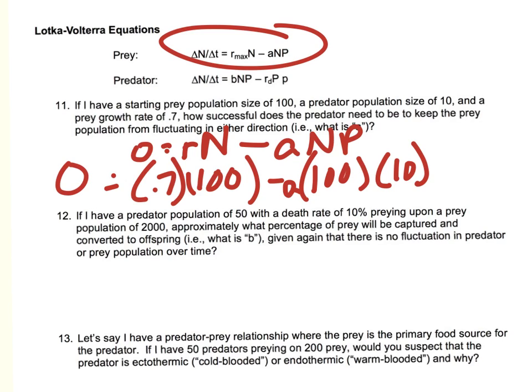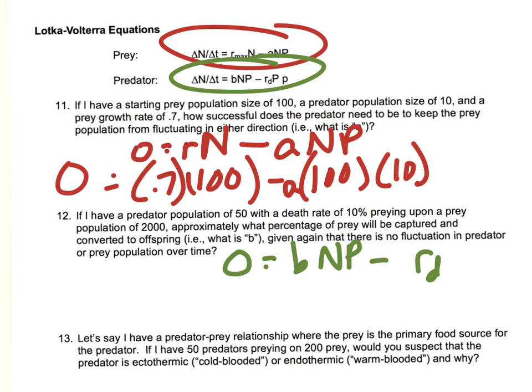The same thing on the second one, but this time we're using the second equation. So we're setting the second equation to 0. We're saying bNP minus the death rate of the predator times the predator. That little p on the end should not be there. It should be a subscript p, like predator population size.